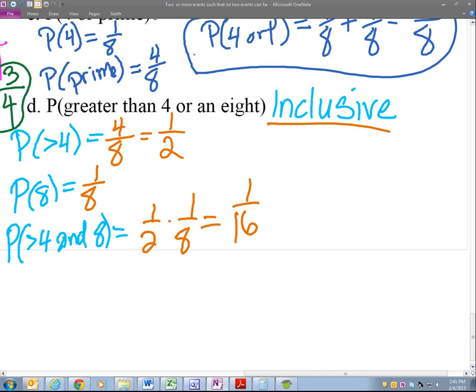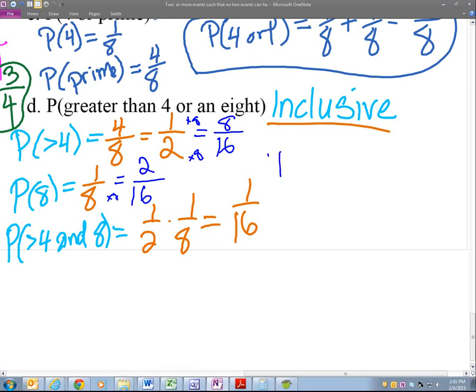Since we have these numbers here, we have our 1/2, we have our 1/8, we have our 1/16. Let's just make these numbers have common denominators right away, even before we plug them in. To make 2 become a 16th, we have to multiply it by 8. So it's 8/16. Then to make 8 into a 16th, we have to multiply by 2, so it's 2/16.